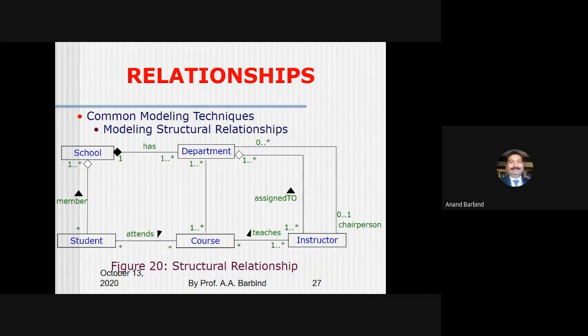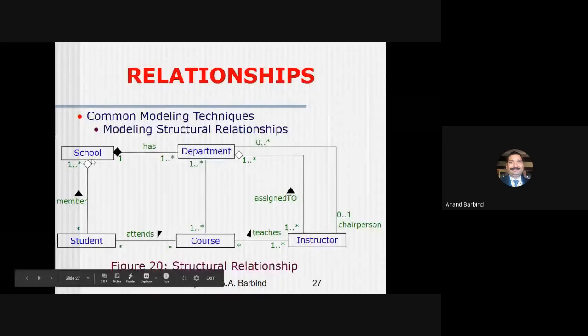Then this is another class diagram. There is a lot of information that you can make out from this graphical representation of the class diagram. You can make many statements from it. For example, when you read the associations, students are members of school. This is how you read this association. Then this is aggregation, a special kind of association.